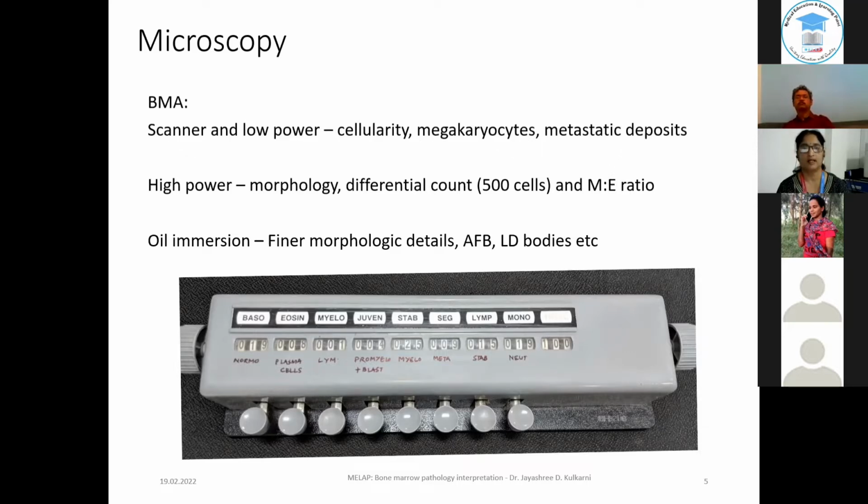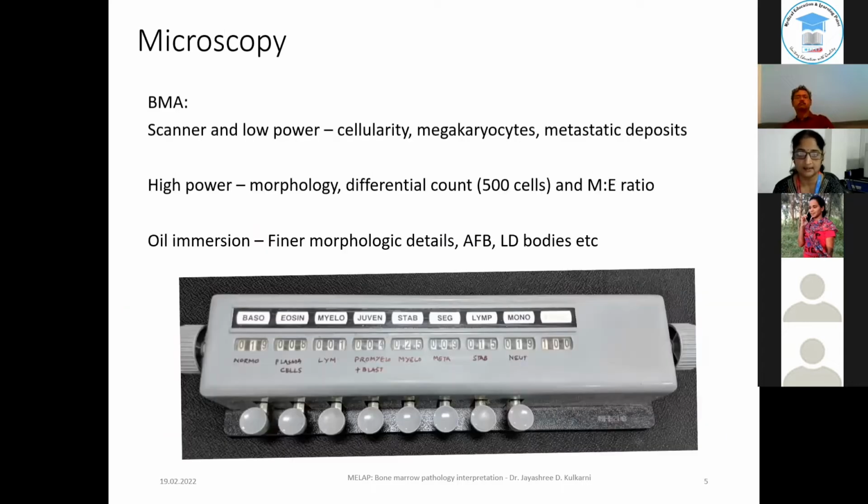You can assess the cellularity, the megakaryocytes for adequacy, or even the morphology, if there is dysplasia, you can look at it at this power itself. Metastatic deposits can be identified at a scanner view, which you might miss if you directly go to a high power or oil immersion. High power, yes, is good for morphology and doing a differential count. However, if it is a very cellular smear, then you would like to go to oil power and then do the differential count. You assess the M:E ratio at this stage. And oil immersion, of course, for the final morphological details, then other parasites like KFP, LD bodies, etc.